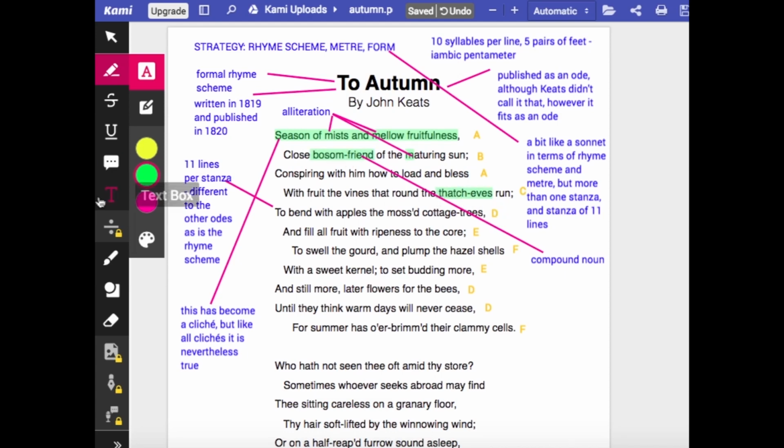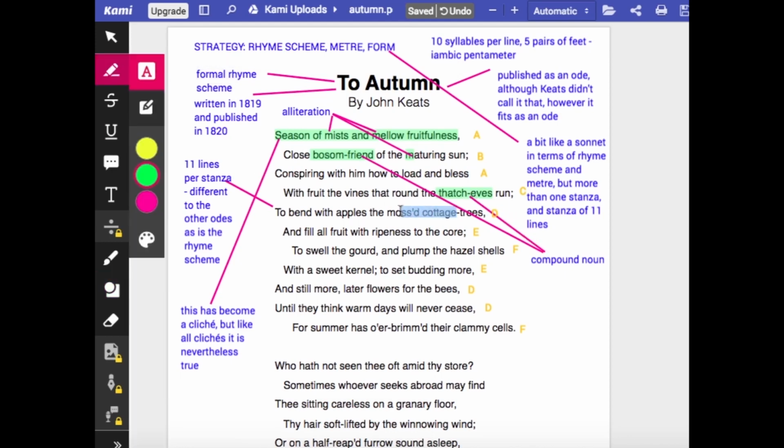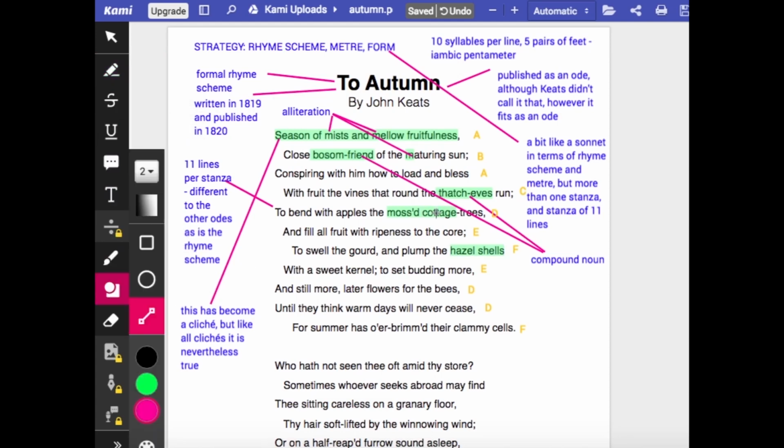So around the thatches, with the fruit vines that round the eaves of thatch, or the thatched eaves, he also inverts that a bit so he can have the rhyme scheme with sun, run and sun. With fruit, the vines that run round the thatch eaves might be the better way to say that grammatically, but then he wouldn't get the rhyme.